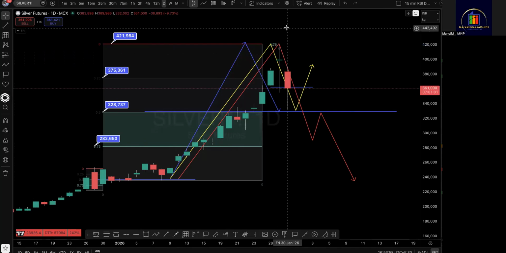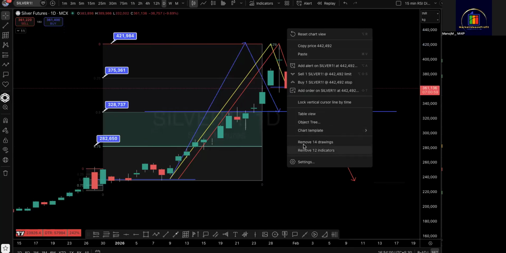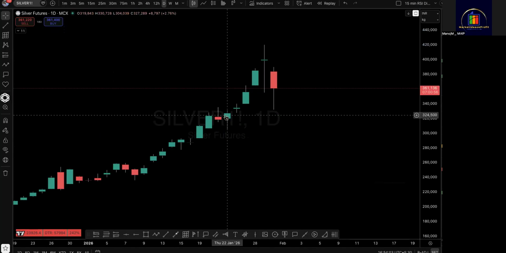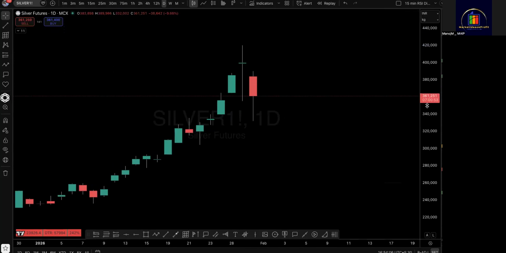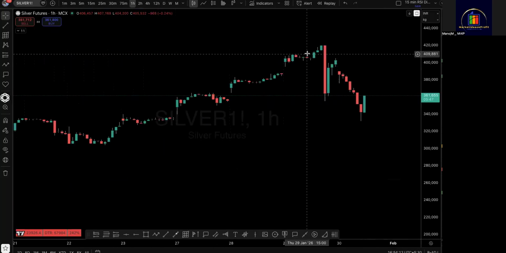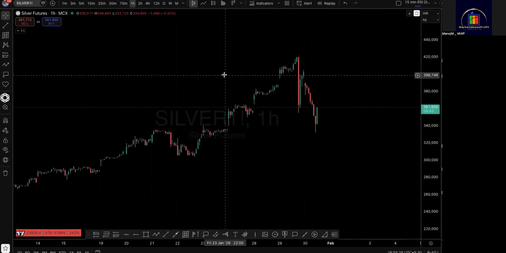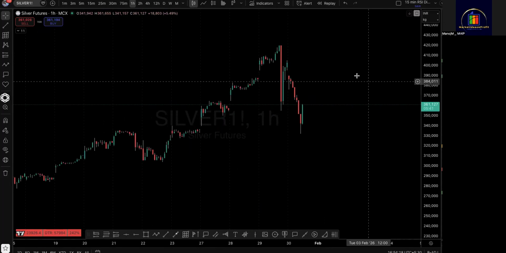Okay, we can do one more thing. Let's not end the conversation here. Let's try and predict what silver can do from here. Okay, that should be a good exercise. So we are on the daily chart. Let us go back to the 1 hour chart and see what silver is doing and try to assess what silver could be doing here. So let us see what silver can be doing, right?